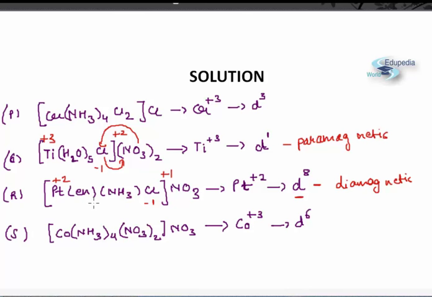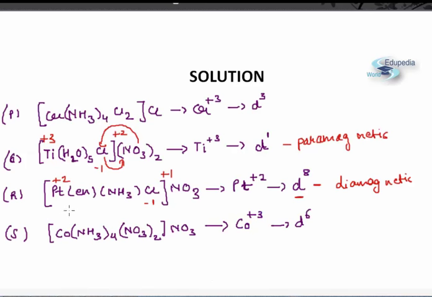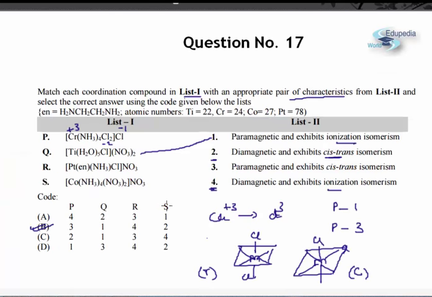Can it show cis-trans isomerism? If I go back to the options, there is diamagnetic in option 4 and in option 2. Option 4 says ionization isomerism, and option 2 says cis-trans isomerism. Clearly en is a symmetric bidentate ligand, and being a symmetric bidentate ligand, there can be no cis-trans isomerism. However, it can show ionization isomerism, that is this Cl can go here and this NO3- can come inside. So clearly my R is going to match with option 4. I had matched P with 3 and Q with 1, and now I'm only left with S, that will be 2.